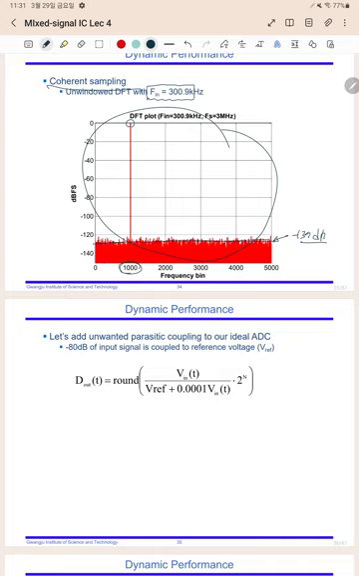This is just one case. Into your ideal code, you start with the ideal code, and then you add errors one by one into your code, so your code becomes more like a real circuit. Okay, so this is one example.